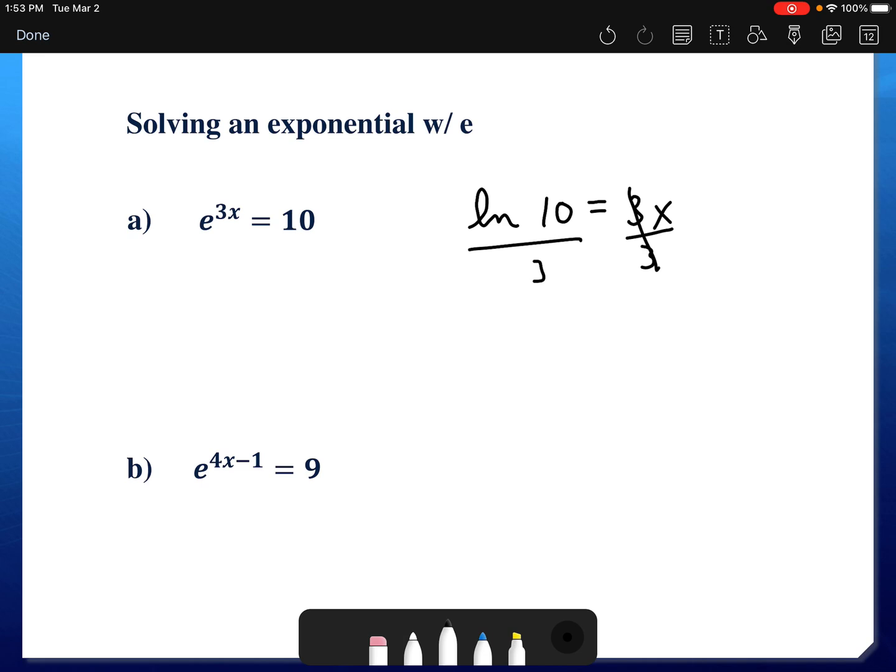Now, I have no idea what that is. You can calculate it. It's approximately 0.768. But you know, this is the exact answer, so we could just leave it like that.